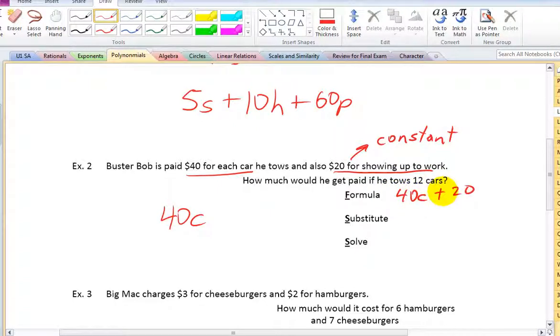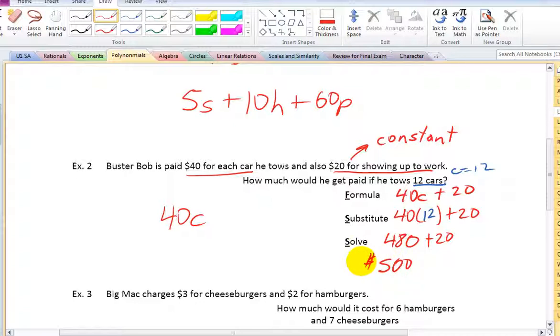Okay? So then we can substitute, because now I say, hey, guess what? C equals 12. So when you substitute, the best thing you can do is use brackets. Otherwise, you can screw this stuff up when we start dealing with negative signs. So get in the habit now, use brackets. What's 4 times 12? 48, so 40 would be 480. Plus the 20, all together, 5 bills.